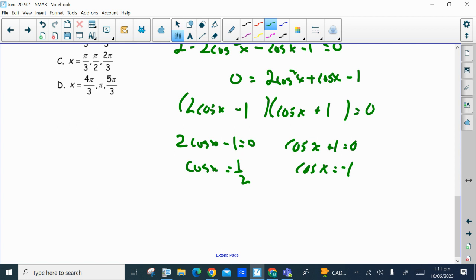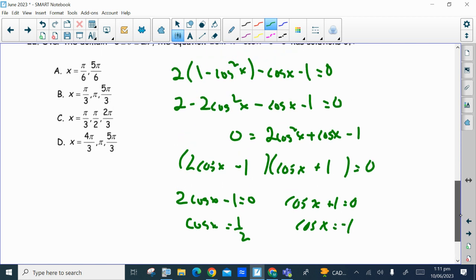And the cosine of x equals positive 1/2 in the first quadrant at pi on 3. So that eliminates that one and that one. It also equals positive 1/2 in the fourth quadrant, and that would be at 5 pi on 3. It equals negative 1 at pi, so that confirms that B is correct.